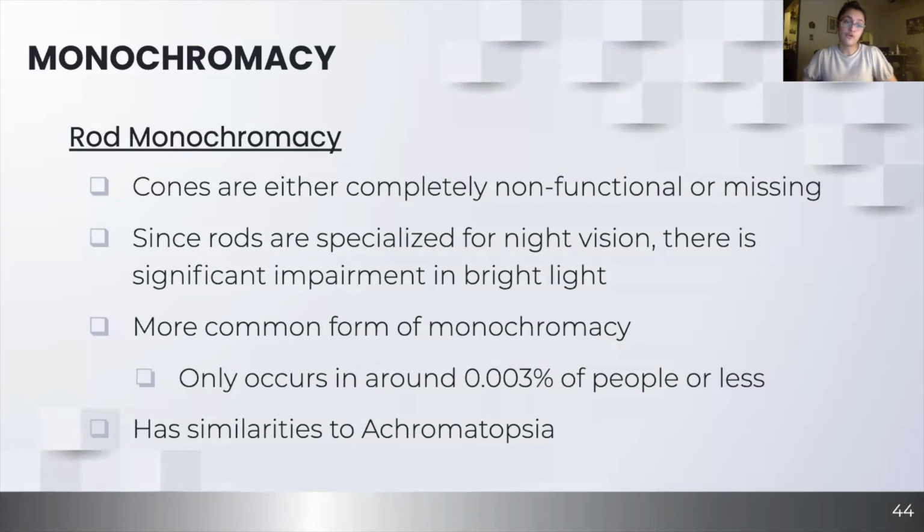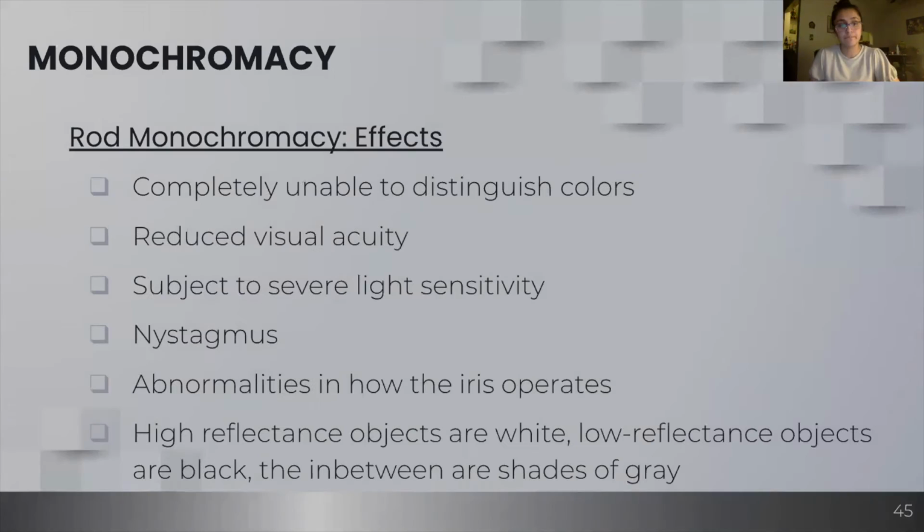In rod monochromacy, cones are either completely non-functional, or missing. Since rods are specialized for night vision, there is significant impairment in bright light. It's a less common form of monochromacy, and it only occurs in around 0.003% of people or less, and it has similarities to achromatopsia, which we will discuss shortly.